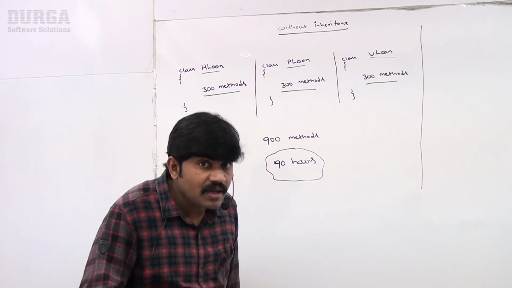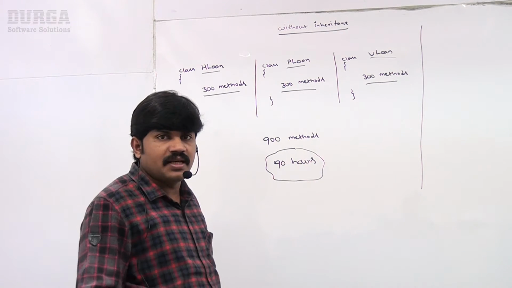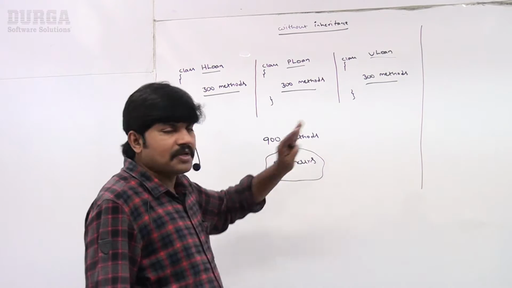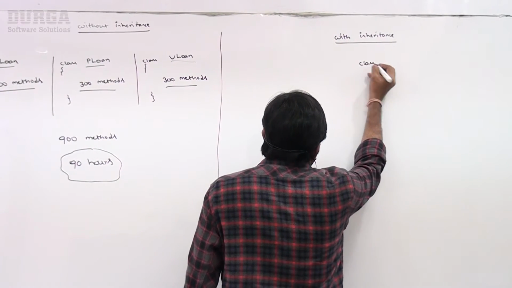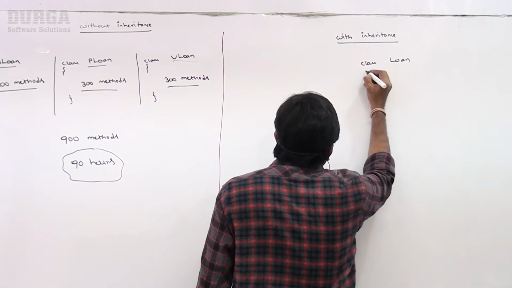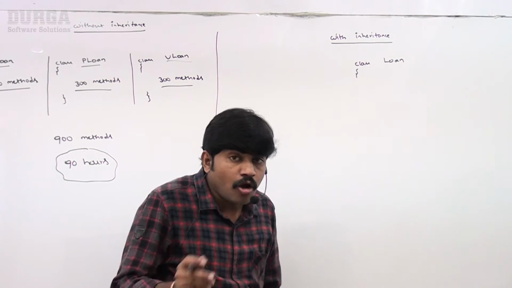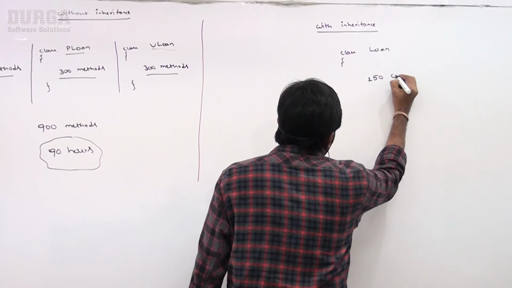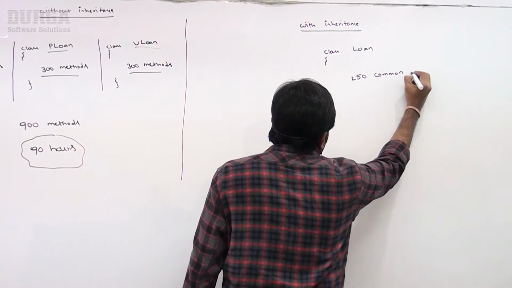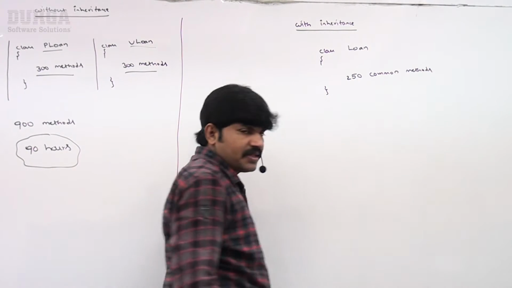Then to resolve that, with the inheritance concept, sir, whichever common code is there, separate those common methods into a separate class. So write a class named Loan. How many common methods are there, sir? 250 common methods are there.